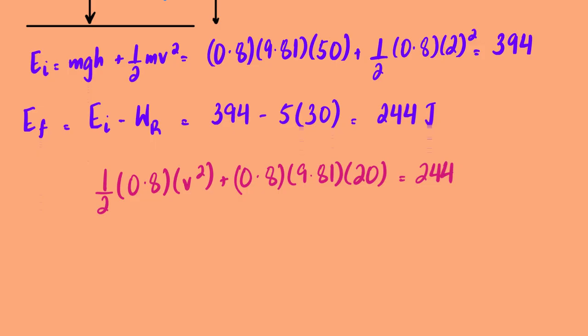So 244 minus 0.8 times 9.81 times 20 is 87.04, which is equal to 0.4 v square. So 87.04 divided by 0.4, taking the square root, v turns out to be 14.8 meters per second as the speed of this object. So this one actually had a lot of aspects to it. Very, very rarely such a question is asked, but still I feel like it's a fun question to do given just how challenging it is.